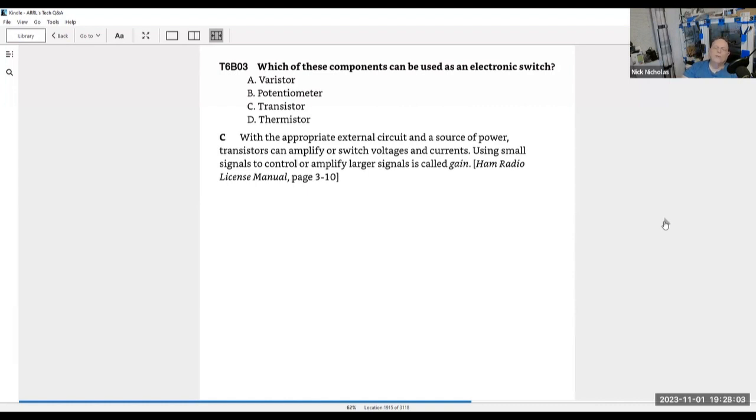Now, when we use it as a switch, we provide either no voltage or the saturation voltage. The level at which, when we put that much power on the transistor, everything passing through the transistor is at its maximum value. Then it acts as a switch.